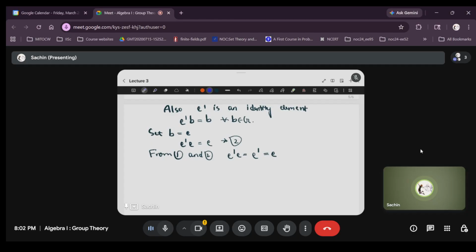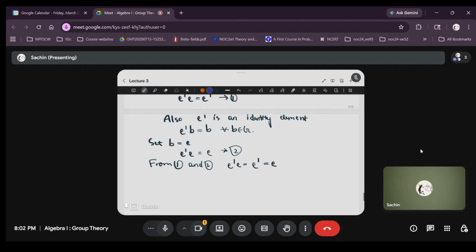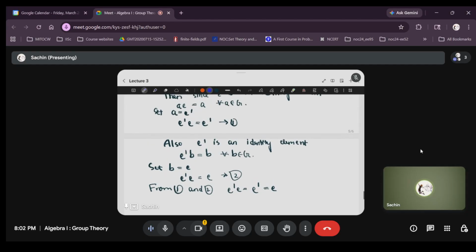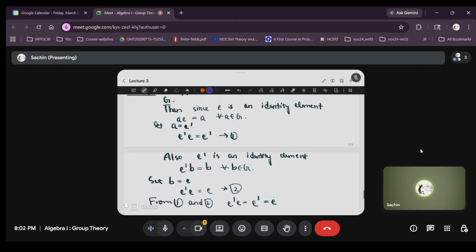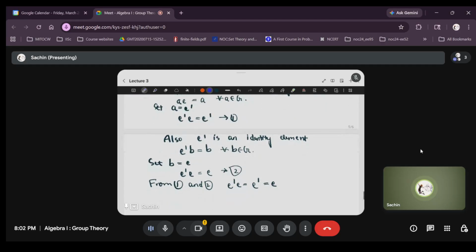I just wrote it this way because sometimes, if you have not seen this type of proof that much, writing it this way explicitly makes it simpler to understand. Otherwise, like you said, we can simply write E prime is equal to E is equal to E prime.